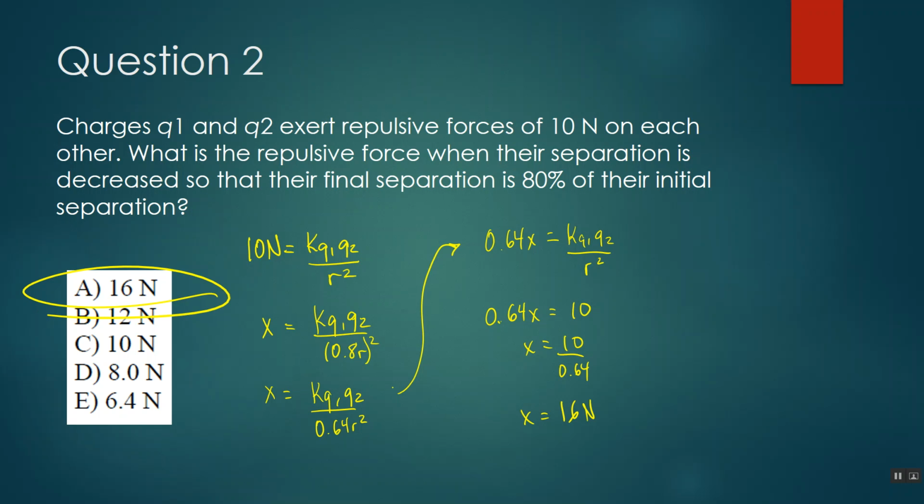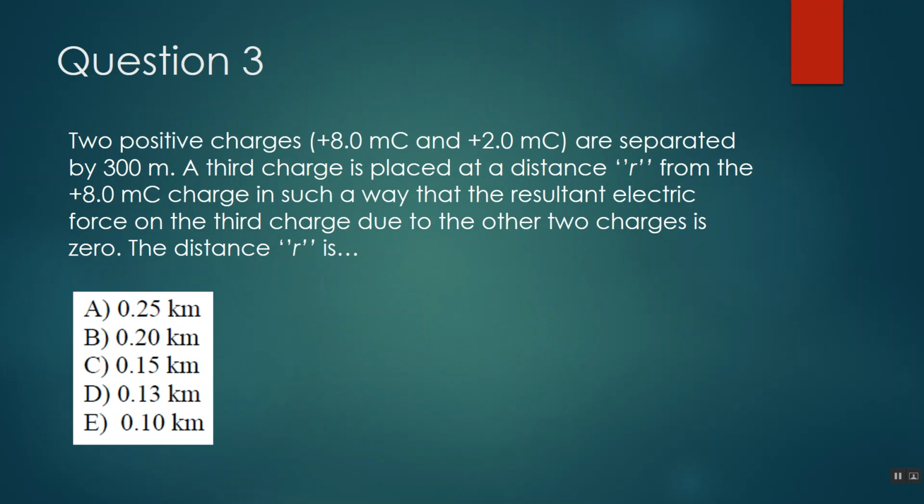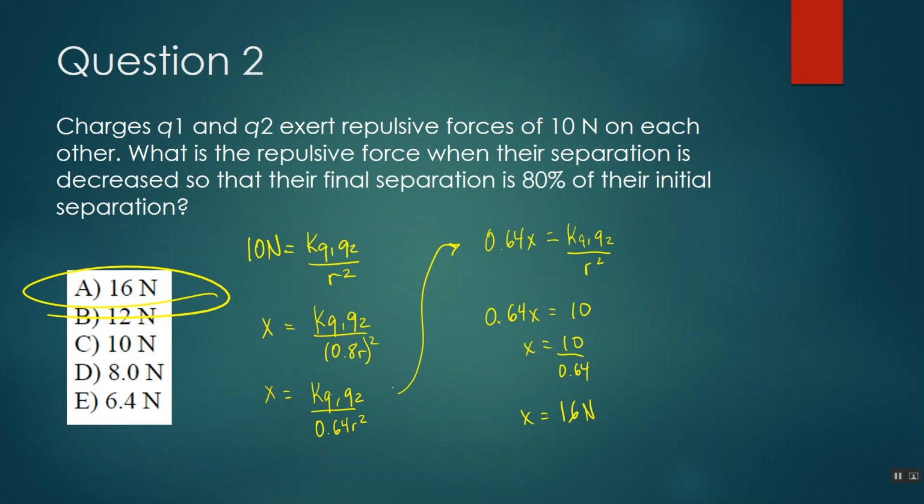Okay, moving on to the next question. Two positive charges are separated by a distance of 300 meters. We were supposed to do that one on your own. The explanation is right there. You can check it out after class. It's a proportion, essentially. You got the same answer? There are a couple ways of doing it. Okay, this one we'll do together.